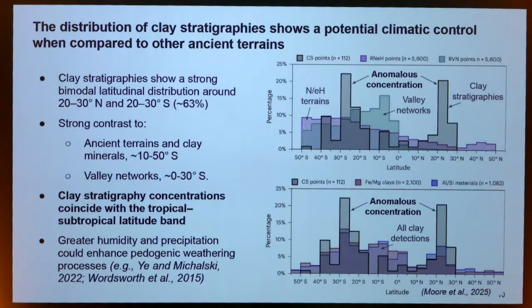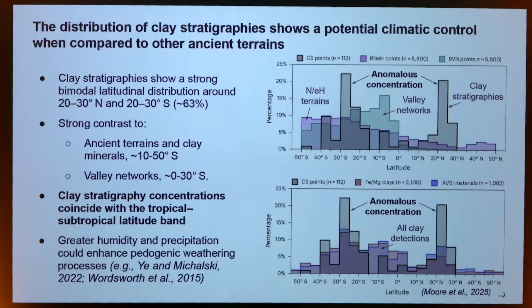And her work was able to show that, first off, the latitudinal distribution of the glacier stratigraphies is anomalous compared to both ancient terrains as well as other clay detections. You can see in the plots at right, on top, the black bars correspond to the glacier stratigraphies, whereas the purple are the ancient terrains, the green is the valley networks, and on the bottom, the blue and red correspond to the other clay detections. And so you can see that the glacier stratigraphies do have this very strong latitudinal concentration between about 20 and 30 degrees north and south. More than 60% of them occur in that range.